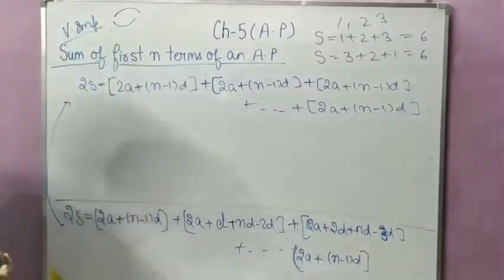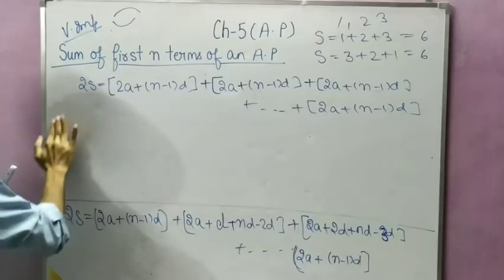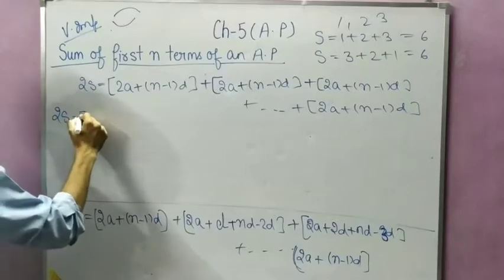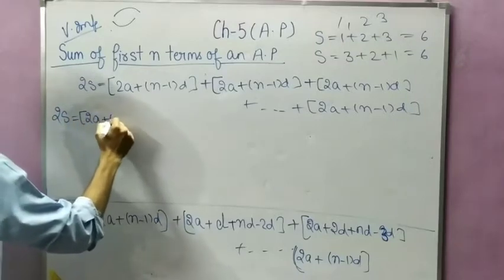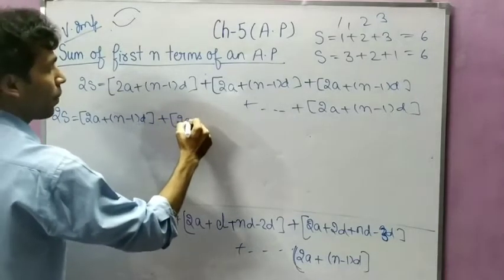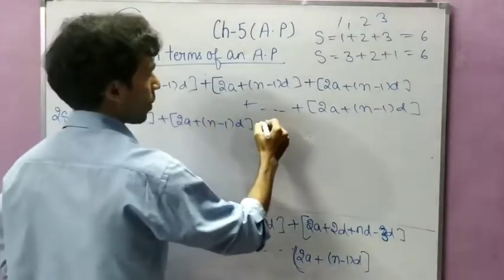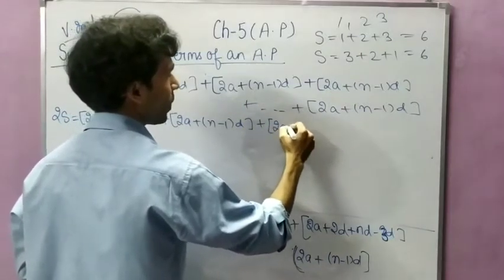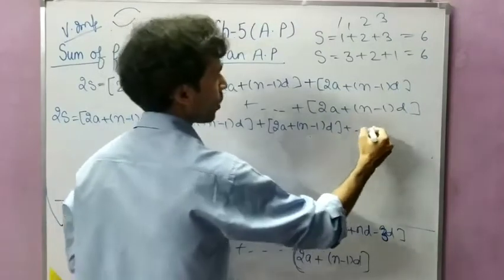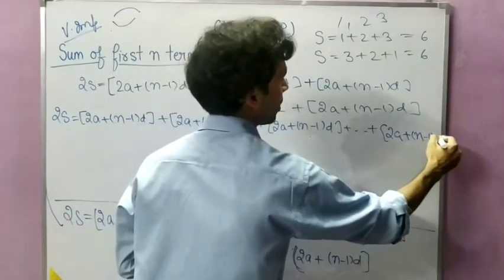Okay, now students, or I can write in a proper manner. See, 2s equal to 2a plus n minus 1d plus 2a plus n minus 1d plus 2a plus n minus 1d plus dot dot dot plus 2a plus n minus 1d.